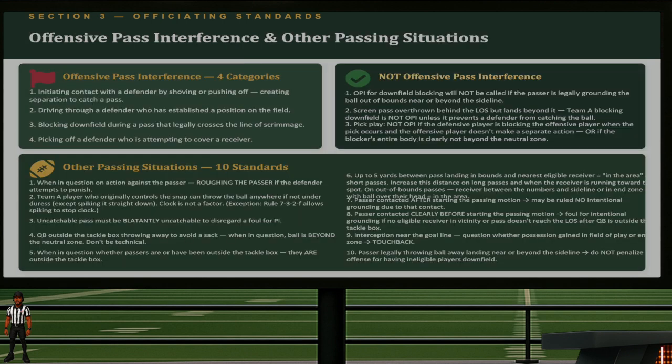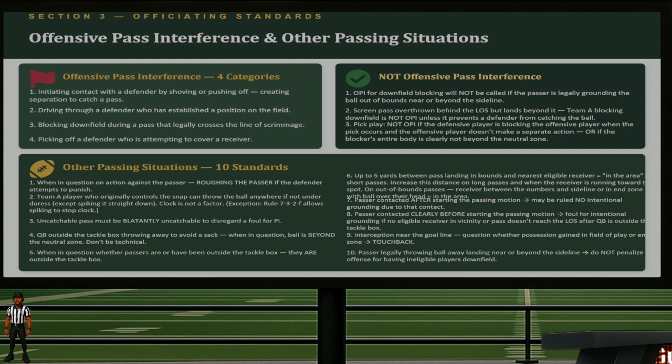Offensive pass interference. Four categories. Category 1. Initiating contact with a defender by shoving or pushing off, creating separation in an attempt to catch a pass. Category 2. Driving through a defender who has established a position on the field. Category 3. Blocking downfield during a pass that legally crosses the line of scrimmage. Category 4. Picking off a defender who is attempting to cover a receiver.